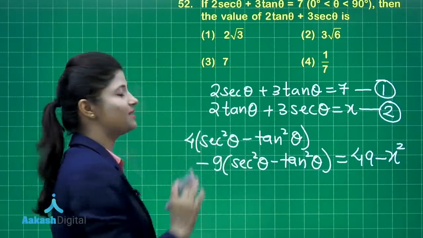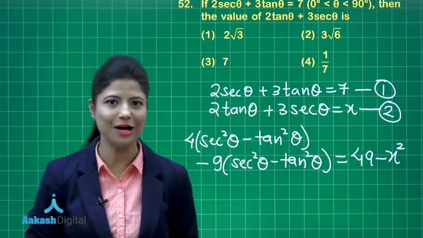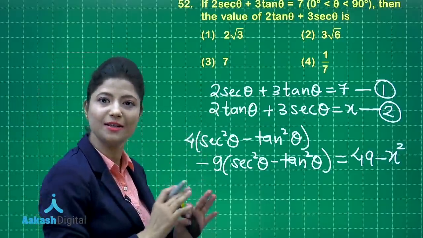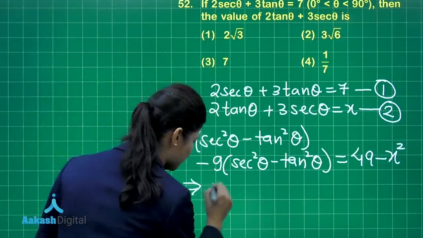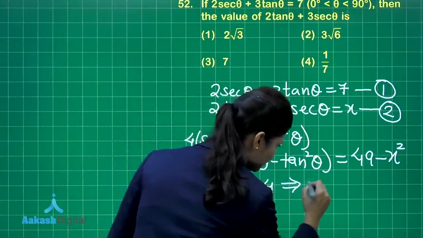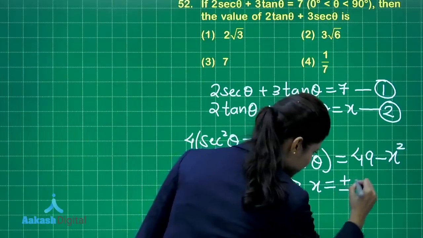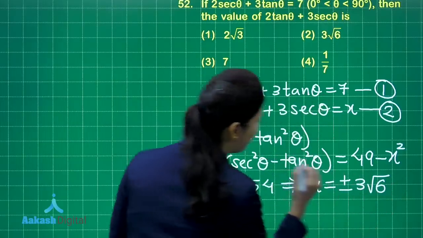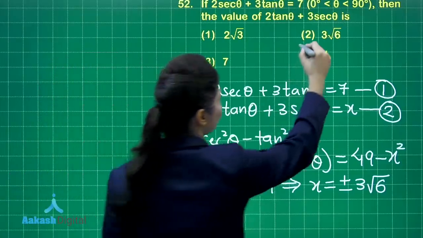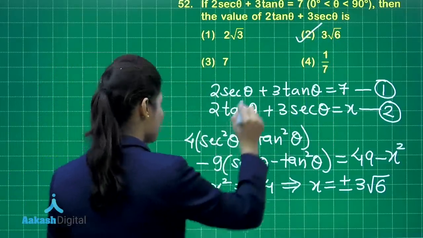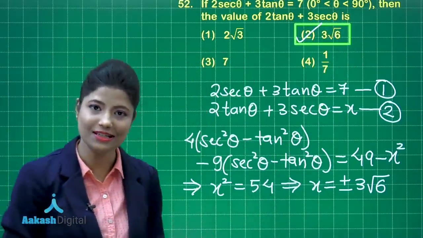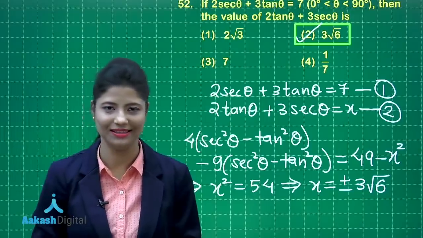As you are aware, this is a trigonometric identity: sec square theta minus tan square theta will be equal to 1. When you substitute that as 1 and simplify this equation, you will obtain x square is equal to 54. So on taking the square root, you will obtain that x is equal to plus minus 3 root 6. Here you can clearly observe the correct answer will be option number 2, that is 3 root 6. I hope it is clear to you. Let's proceed to our next question.